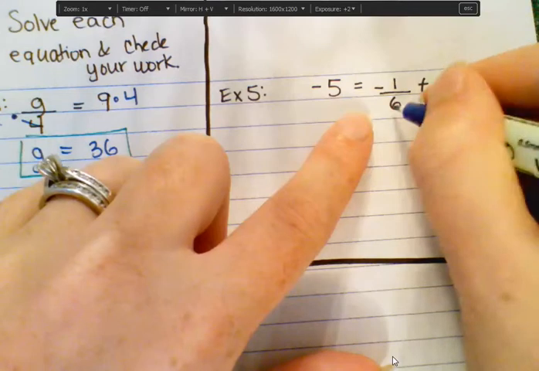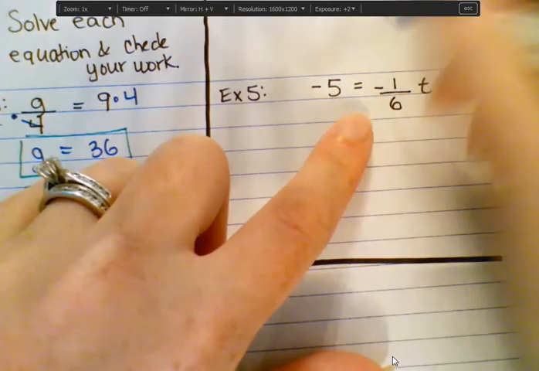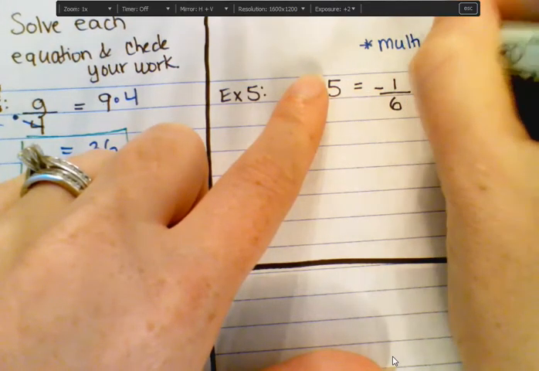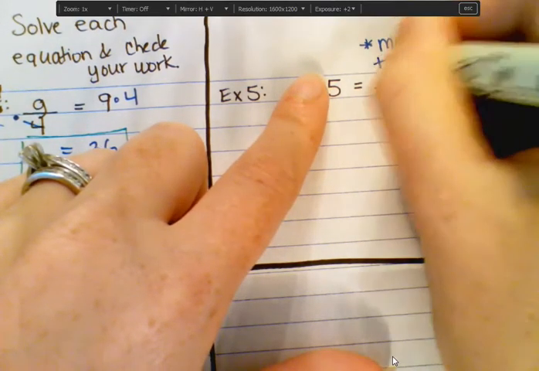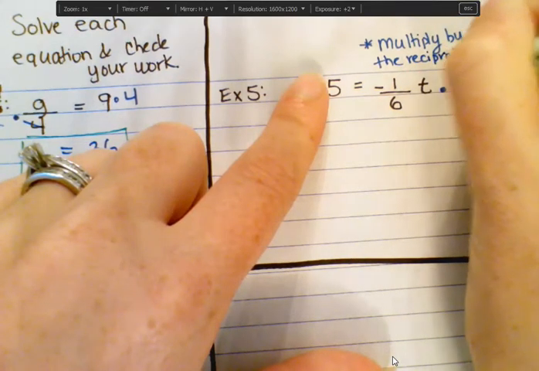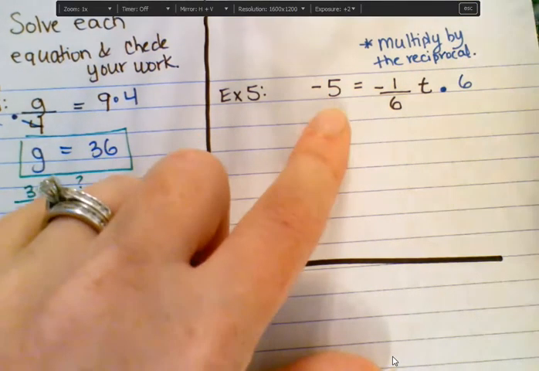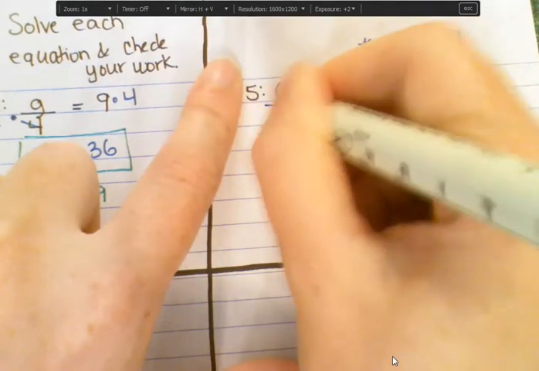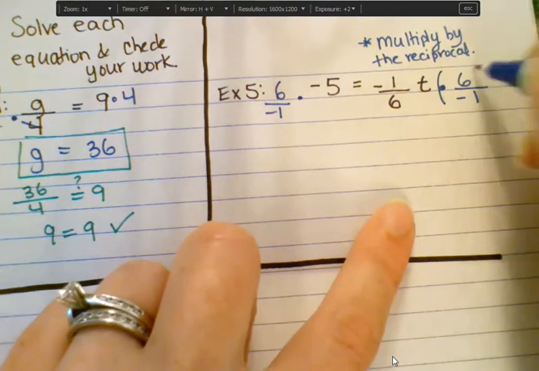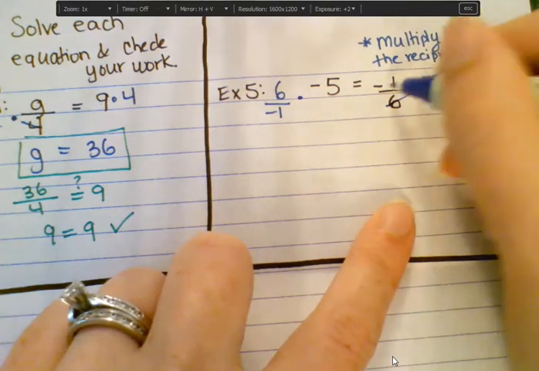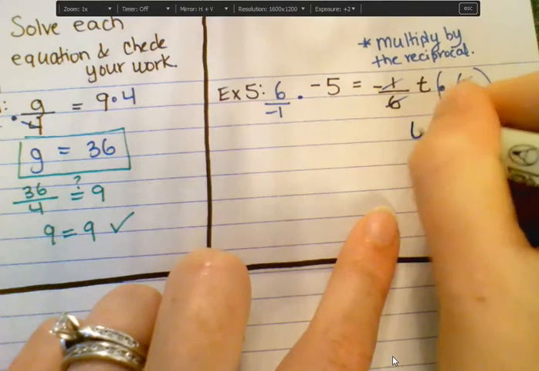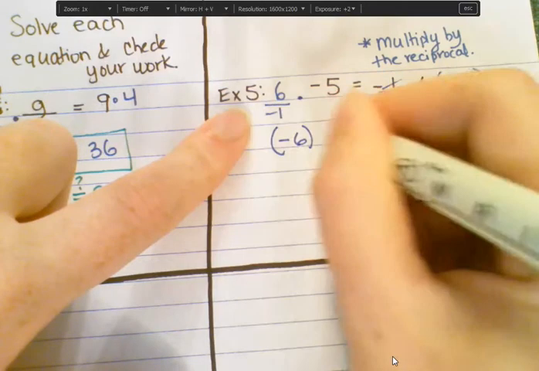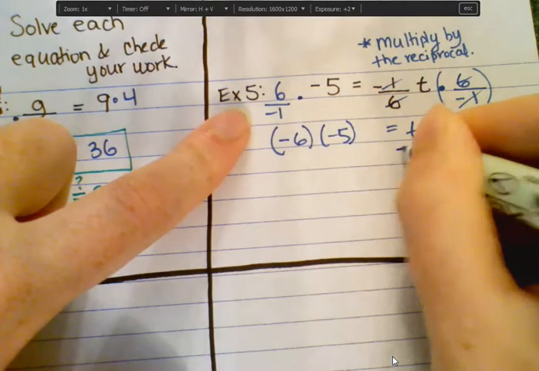So that means the 6 would move to the top, and then right up here we are going to multiply by the reciprocal. Okay. So it'll be 6 on the top, and then it's going to be -1 on the bottom. Okay, what I do to one side, I need to do to the other side. So what ends up happening here, do you see how the 6's get crossed off? And the -1's get crossed off. So t is going to equal. And guys, 6 divided by -1 is just really -6. So it's going to be -6 times -5, which equals 30.